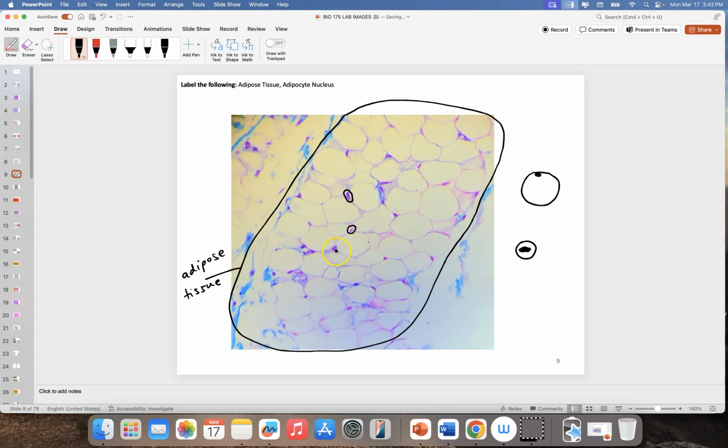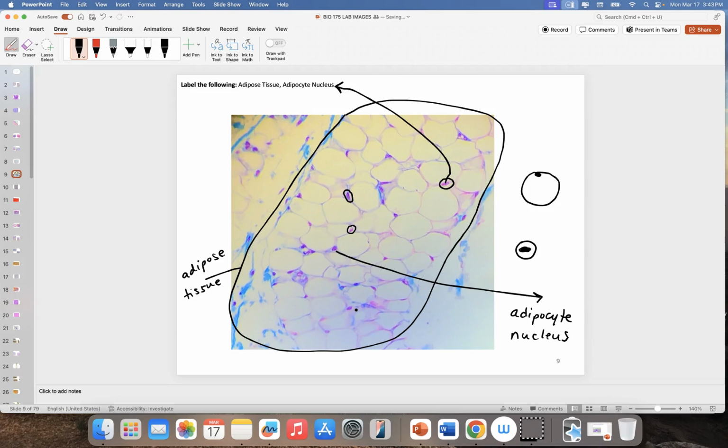And then we can see smushed up to the side our adipocyte nucleus. I circled a few there for us as well. There's another one right here. So that would be an adipocyte nucleus as well.